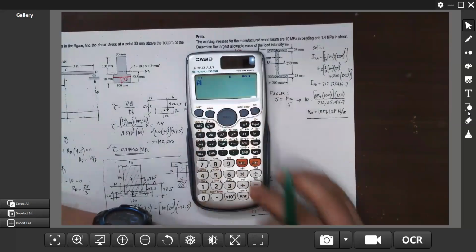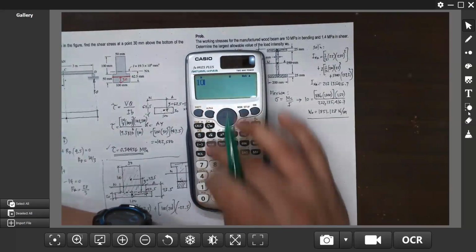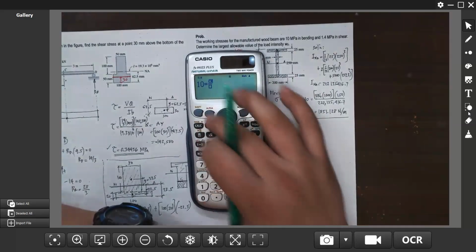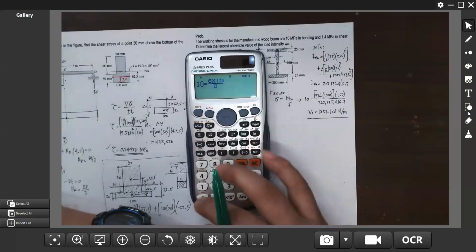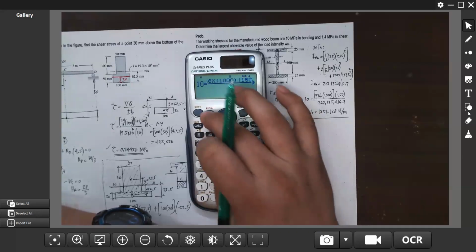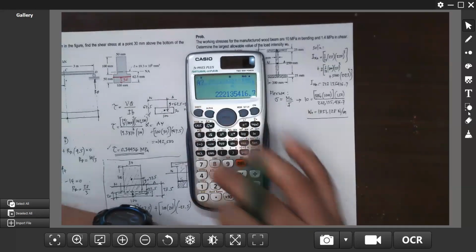Okay. Sige, sige. 10 and 8 alpha x. 1,000 times 150 alpha a. Shift solve.